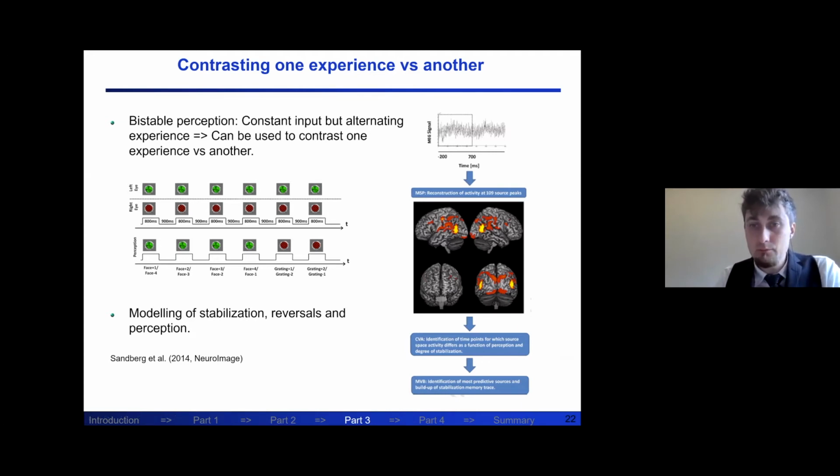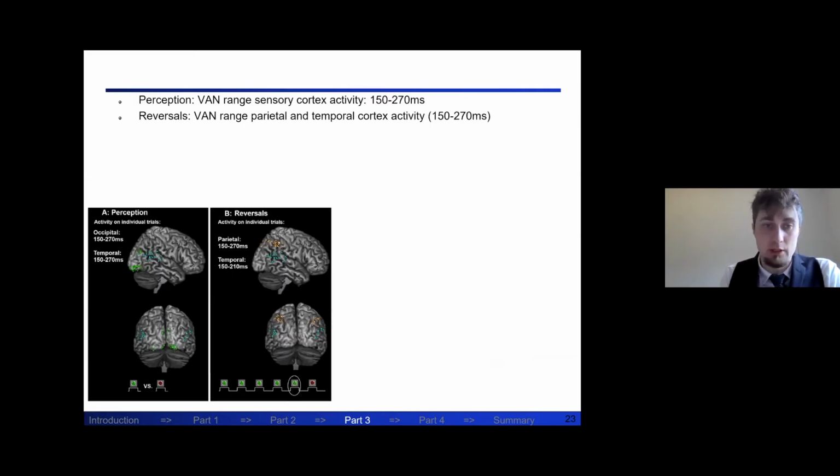We used a multiple sparse priors algorithm to reconstruct activity in the around 100 most active sources of the brain in the MEG signal. And then we used a canonical variate analysis to identify the time points for which the source activity differs the most as a function of all these things: perception, degree of stabilization, reversal, and so on. And then we used a multivariate Bayesian approach to identify the most predictive sources of all these aspects.